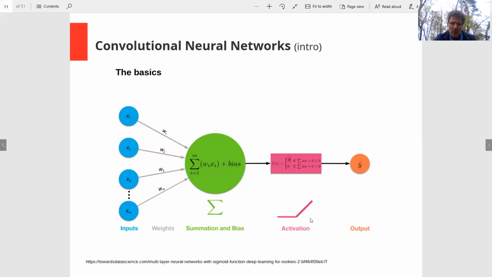This is necessary because otherwise all you're doing is linear transformations of your input, and you won't be able to do complicated things with your neural network if you don't have non-linearities in it. Anyway, this activation that I'm showing here is called ReLU, which is a very common one. There are many others that are commonly used.